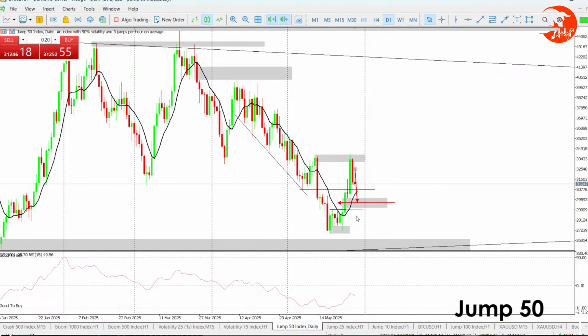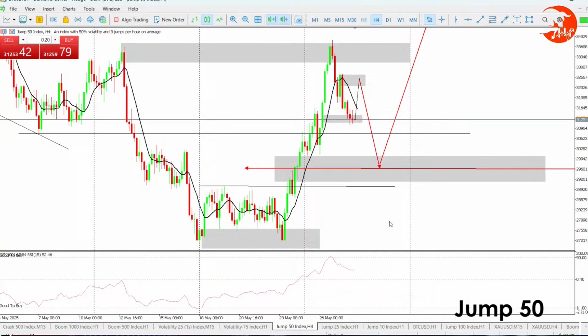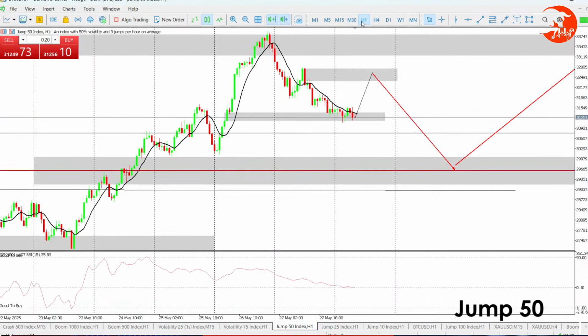Remember, this was a change of character on the daily time frame, and this was a fair value gap left back after the change of character. So we need price to come and test it before we can engage in buys again according to the daily time frame. So we have to wait for this. Pull back there, get into sales, then when we reach this level we get into buys. I think that's very clear now.